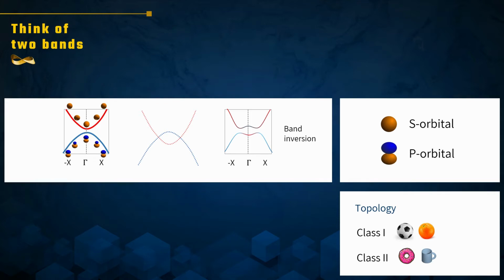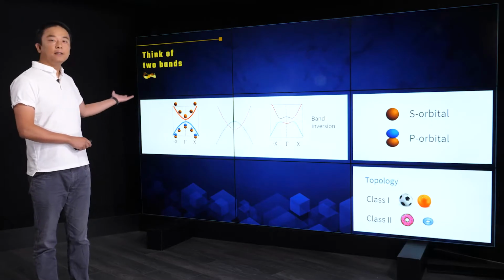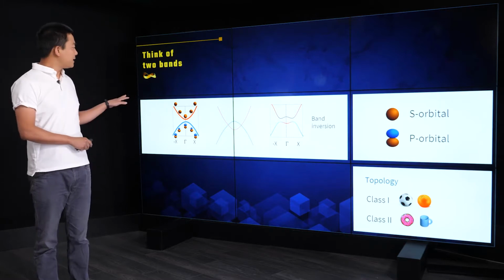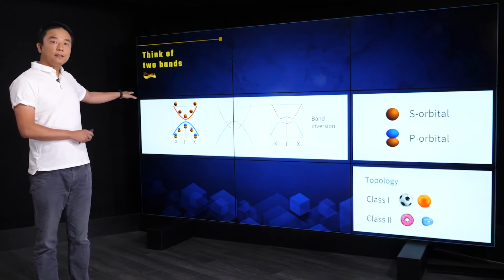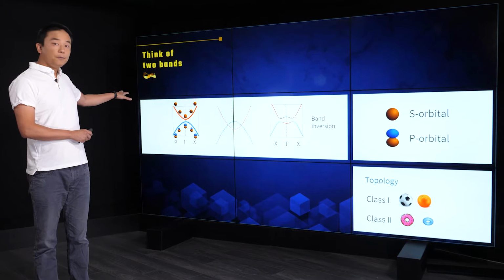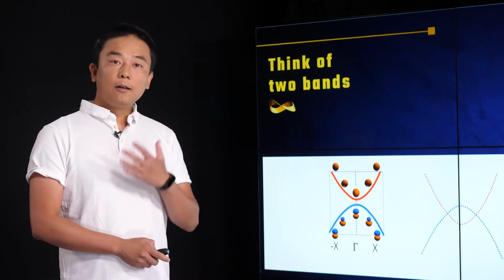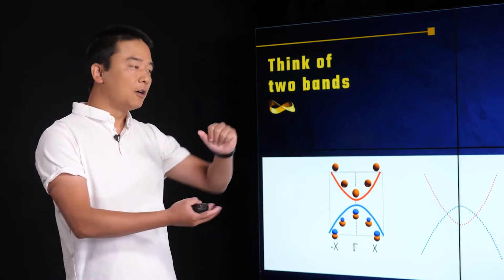If we start from an ordinary insulator, an insulator means we have a conduction band and a valence band. They are separated by an energy gap. Usually, these two bands have different symmetry. For example, here, the valence band is composed of the p orbital, and the conduction band is composed of the s orbital. And now let's do a thought experiment. Suppose we push these two bands close to each other.